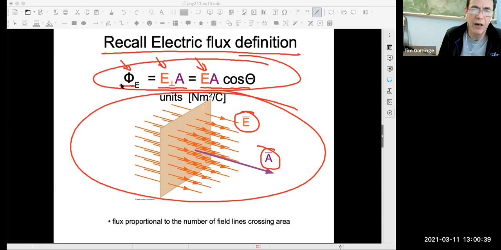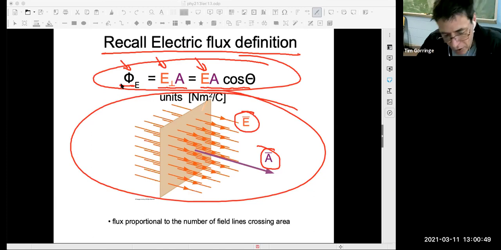If we wanted to define it in words, we would say that the flux through a surface is in proportion to the number of field lines passing through the surface. A small flux through a surface would have very few field lines passing through it. A large flux through a surface would have a lot of field lines passing through it.